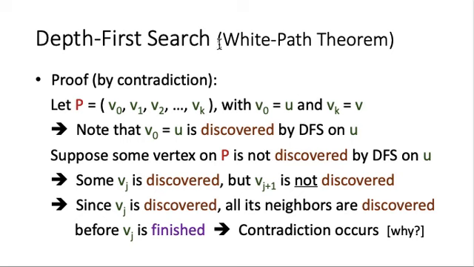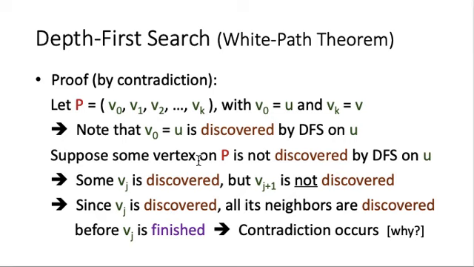Okay, now the proof of this white path theorem is actually very simple. We can prove it by contradiction. Okay, so let's imagine that we have a certain white path. We let P be a white path such that V0 is U and Vk is V, and P goes V0, V1, V2 up to Vk. So all the nodes in between are white. They are all unvisited. That means that they are not discovered and also not finished.